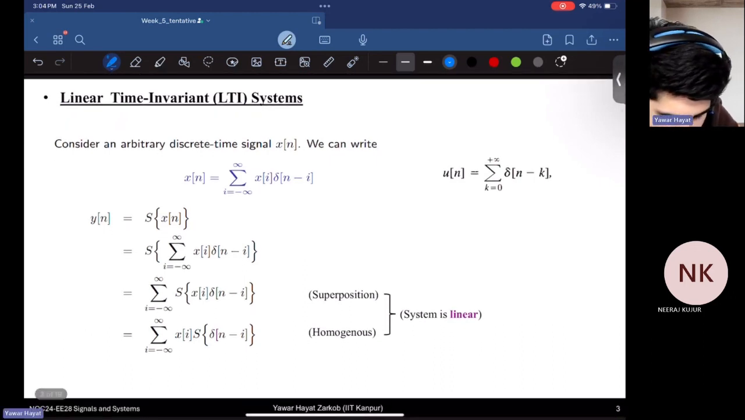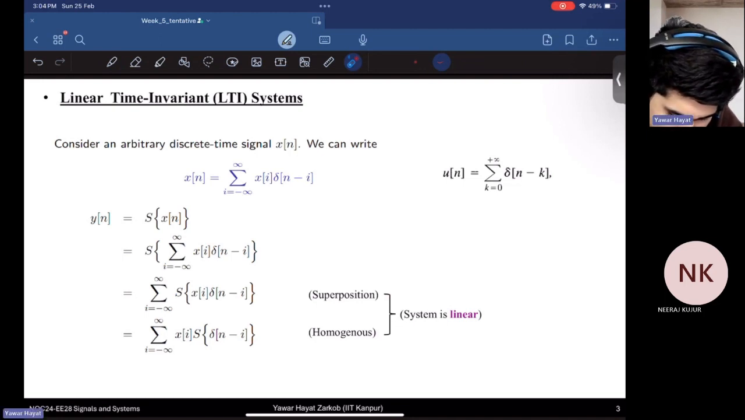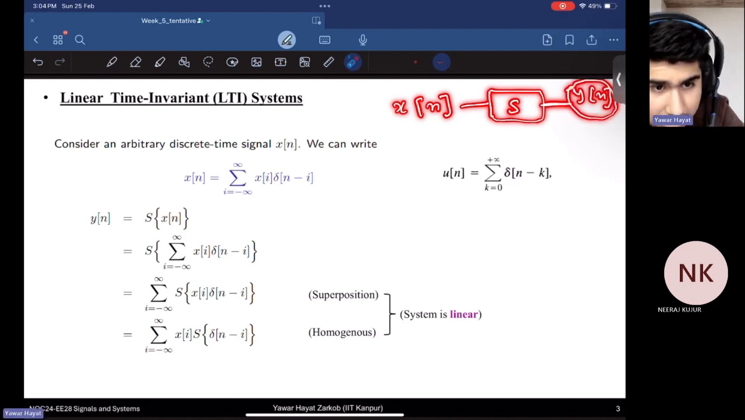Consider the arbitrary discrete time signal x of n. x of n is my arbitrary signal, and I have some system S. I'm interested in the expression of y of n. This is my interest.